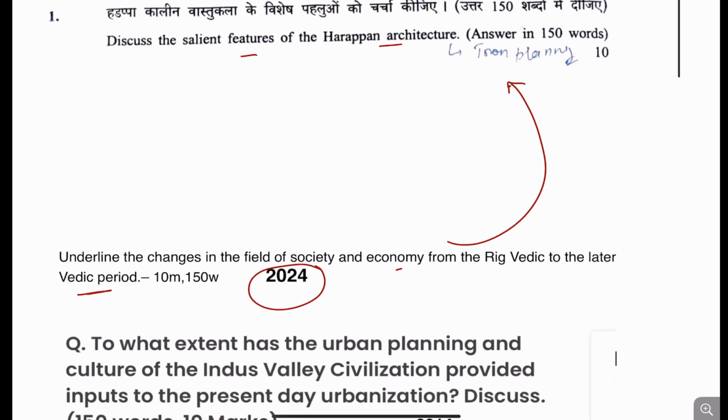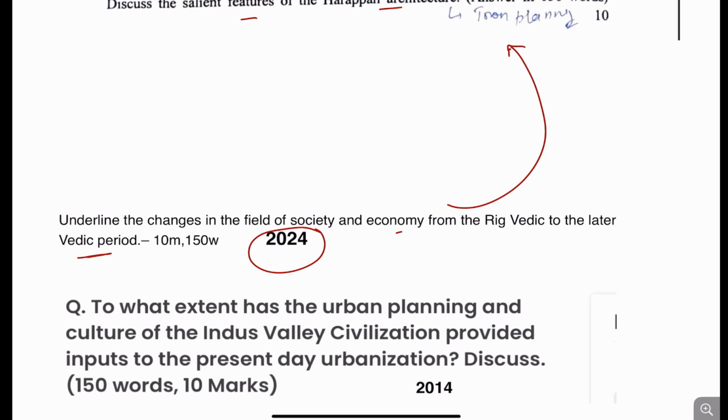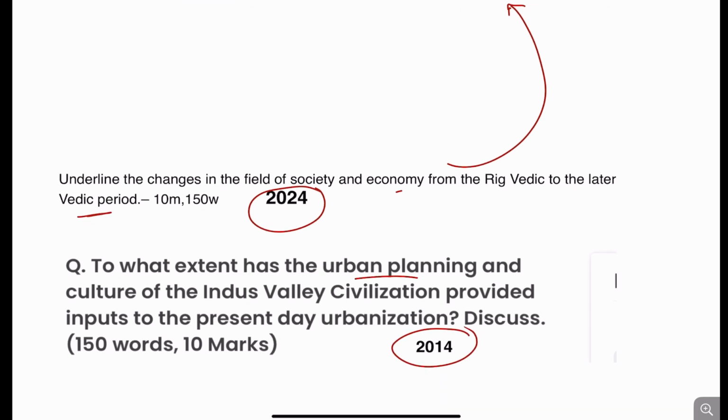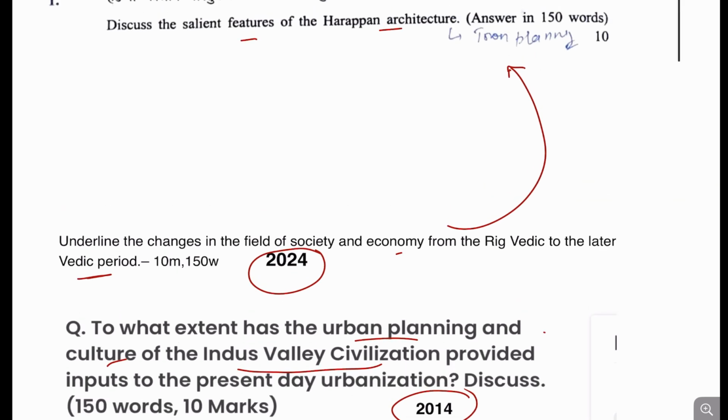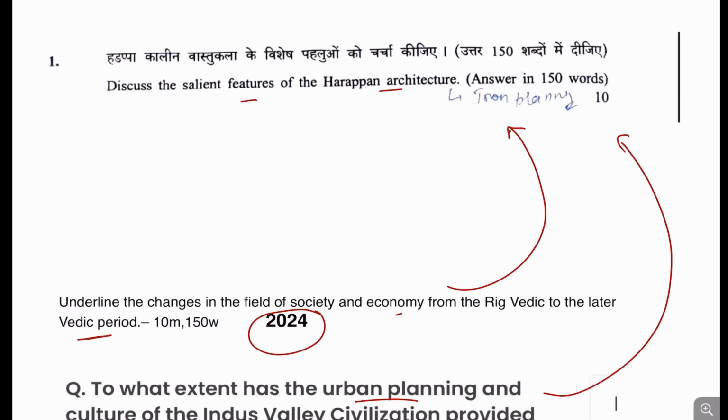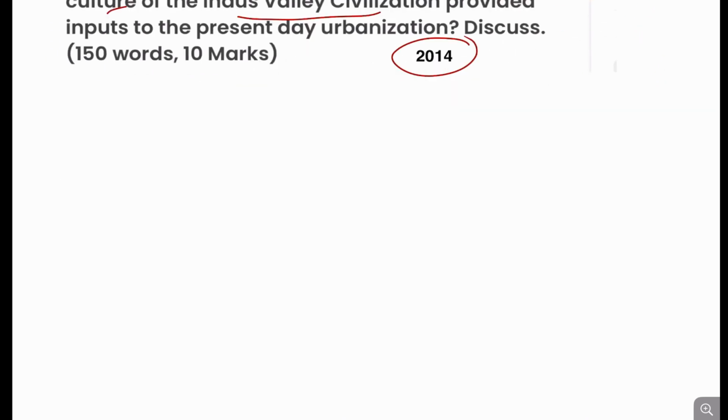Also, in 2014, UPSC asked about urban planning in the IVC. So urban planning and culture have been asked, and UPSC has to go with a different question based on art and architecture, like the architecture of Harappan civilization. So question number 1 was fairly simple and on the expected lines. Now moving to the next question.